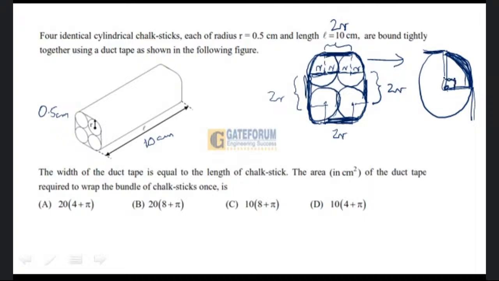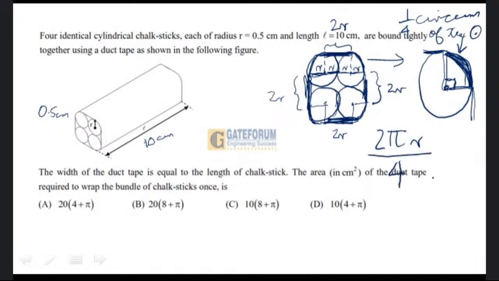But then this is a 90-degree angle, which means that this length is 1/4 of the circumference of the circle. Now, what is the circumference of the whole circle? That would be 2 pi r. This portion is only 1/4 of that, so the length of this portion would be pi r by 2. But then let us see the total duct necessary. There are 4 into 2r, and along with that, there are 4 such cases.